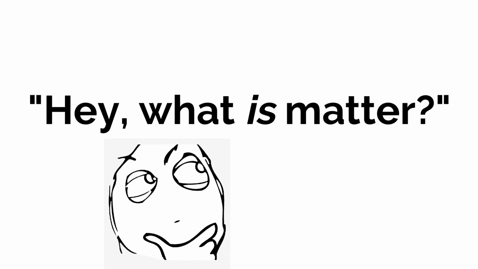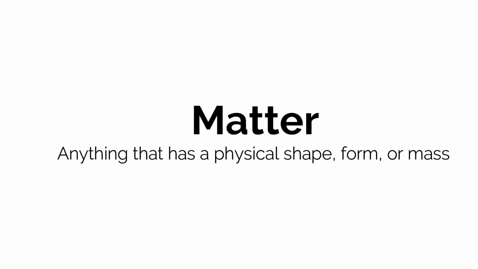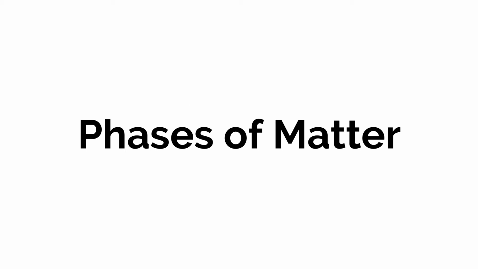Today we're going to be talking about the phases of matter. Now you're also going to be asking yourself, hey, what is matter? Well, to put it simply, matter is anything that has a physical shape, form, or mass. The most common forms of matter come in three forms. They are solid, liquid, and gas. Those three forms of matter are also called the phases of matter.